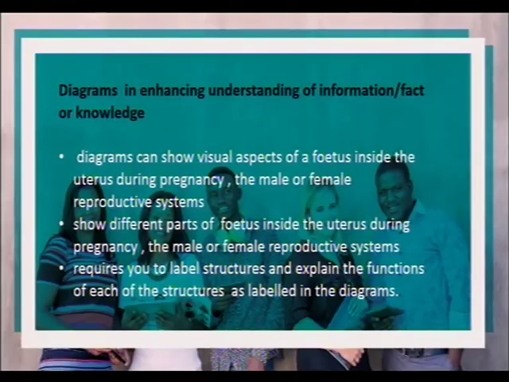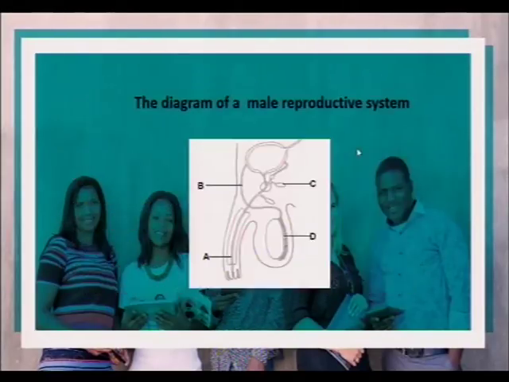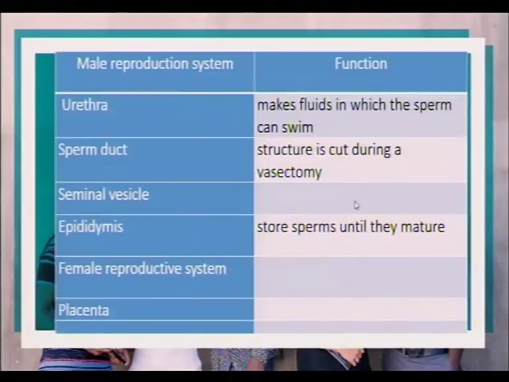It requires, which means that if the sketch or the diagram is given to you, you should be able to label the structure first. You have to know the structure and then explain the function of each of the structures as labeled in the diagram. An example, for example, the diagram of a male reproductive system, and then you should be able to know what the function of that is.